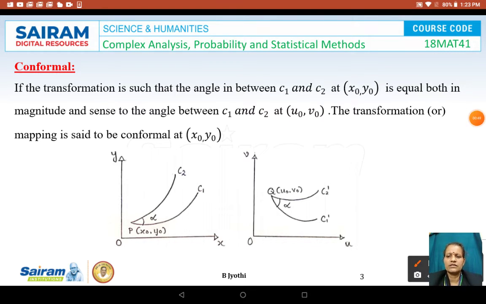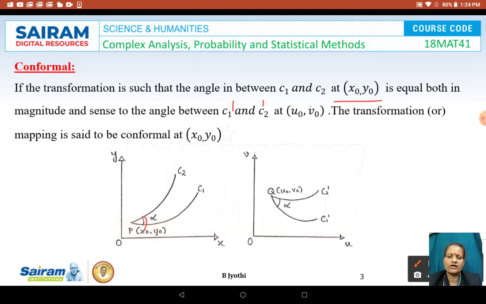So what is a conformal transformation? If the transformation is such that the angle between C1 and C2 at x0, y0 is equal in both magnitude and sense to the angle between C1 dash and C2 dash at u0, v0, the transformation or mapping is said to be conformal at x0, y0.